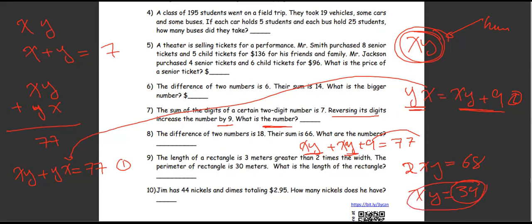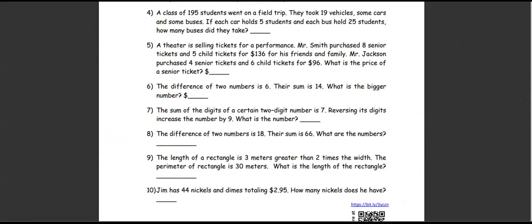Let's move on to the next one. This is actually an easy one. This is really hard. So don't imagine that if you didn't get it, it's okay. It's totally fine. The difference of two numbers is 18. So the difference of two numbers, x minus y, is 18. This is easy. Their sum is 66. So x plus y equal 66.